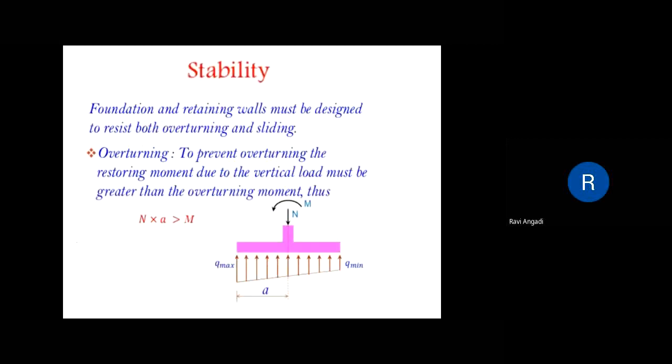And also the footing is to be designed for stability. Okay, the foundation and the retaining wall must be designed to resist both overturning as well as sliding. To prevent overturning, the restoring moment due to the vertical load must be greater than the overturning moments. While designing, all these things are to be considered, overturning effects as well as sliding effects. So these all are to be taken into account to design the footings.